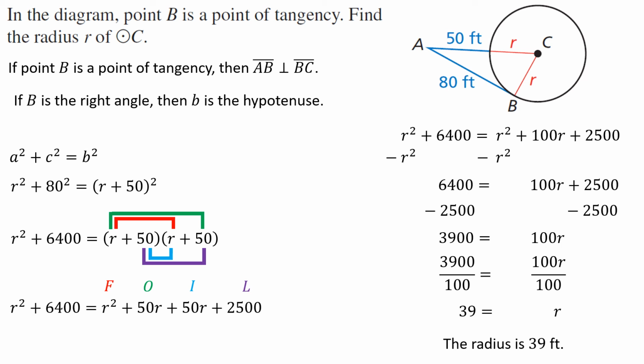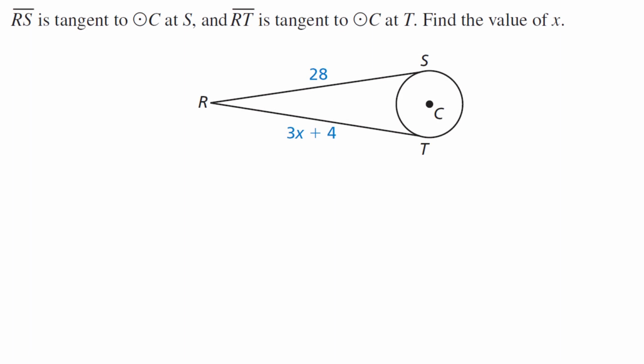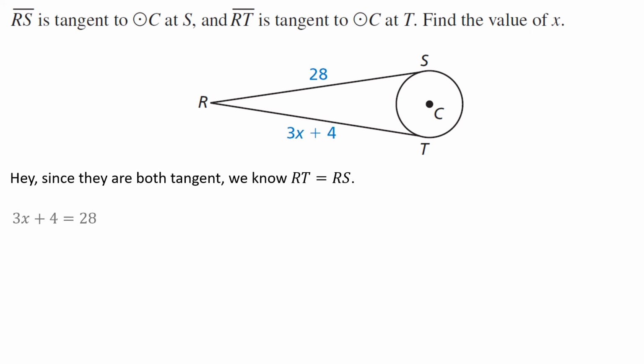Ready for the very last example? Again, I say, hey, segment RT will have to be congruent to segment RS. In other words, the length RT is going to have to equal the length RS. So 3x plus 4 has to be 28. Subtract 4. Divide by 3. And there are no units shown, so I'm just going to say x is 8, right? Because they don't tell me if I'm working with feet, inches, or whatever.